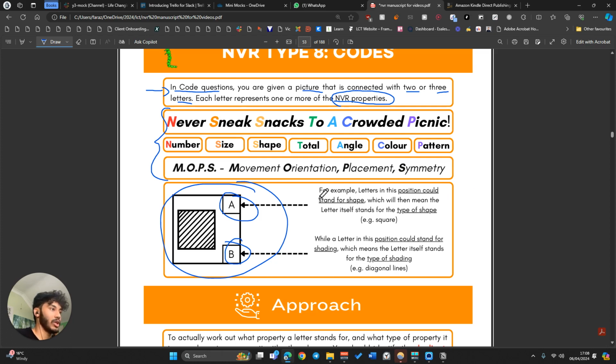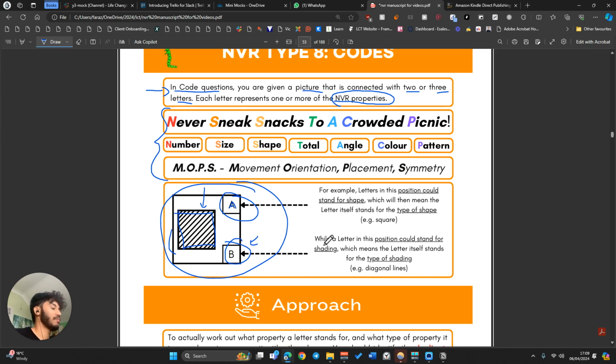So let's have a read of what it says here. For example, the letters in this position could stand for shape, which will then mean the letter itself stands for a type of shape. So what it's saying here is whatever letter is in this top right corner is going to basically determine what shape is here. And that means, for example, if the letter is A, it must be a square in here. And this will make sense once we come to the answer options that they give you.